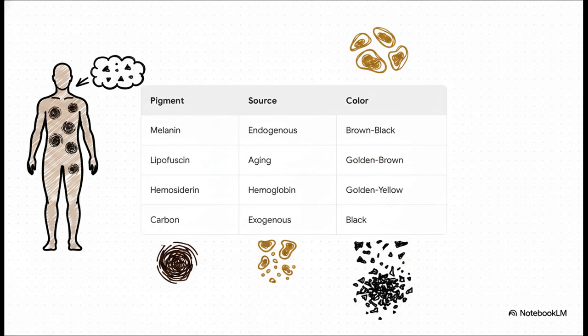Lipofuscin is this really fascinating golden brown pigment that naturally accumulates simply as a sign of cellular aging, kind of like wear and tear pigment. Hemosiderin, which comes from the breakdown of hemoglobin, shows up as golden yellow granules. And then we have carbon from inhaled pollution, which turns tissues black in a condition known as anthracosis.